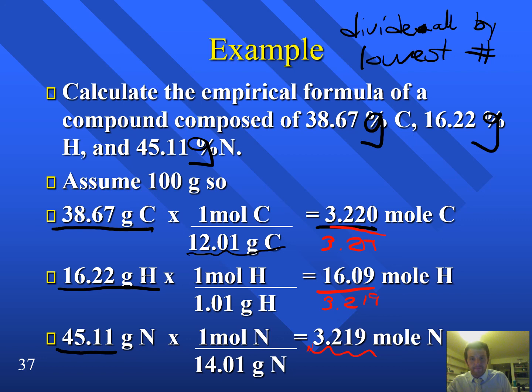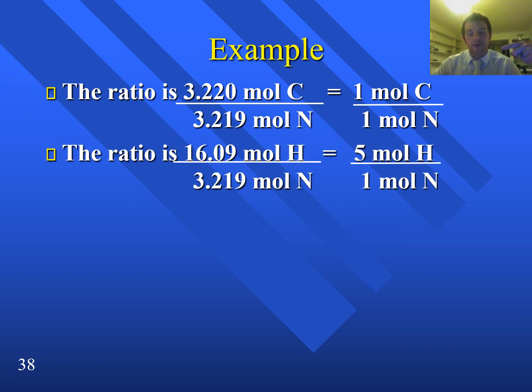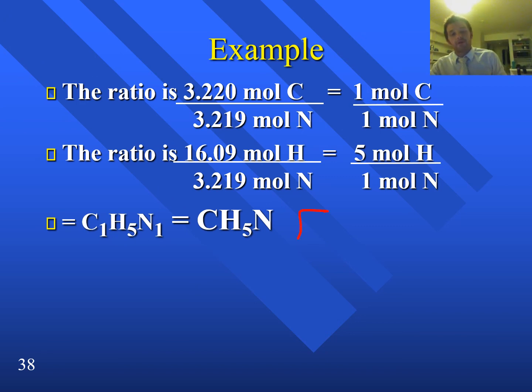Got my 1. And then this will help you solve it out. So then, for example, for every 1 mole of carbon, I have 1 mole of nitrogen. And then for every 1 mole of nitrogen, I have 5 moles of hydrogen. So I know my empirical formula is going to be 1 carbon, 5 hydrogens, 1 nitrogen.